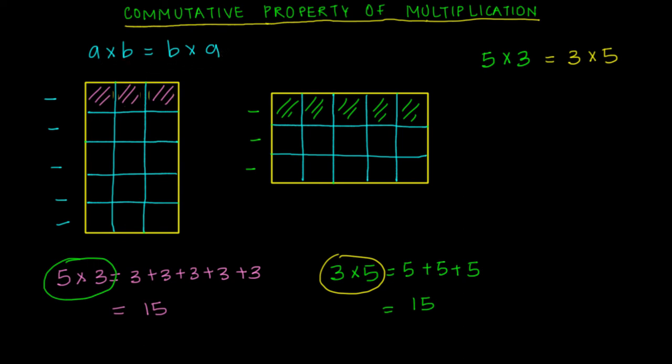Students sometimes find the word commutative difficult to remember. The way I think of it is I think of the word commute. Commute means to travel back and forth. So if you have A times B, A travels to B's place and B travels to A's place. So they exchange places and become B times A, but their value stays the same.